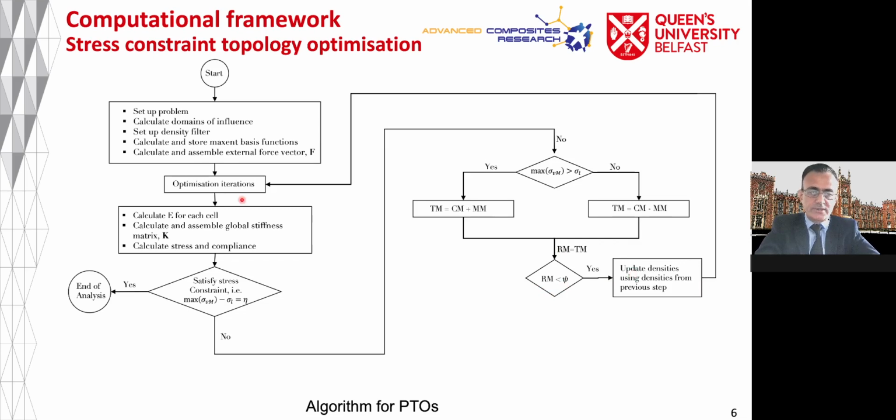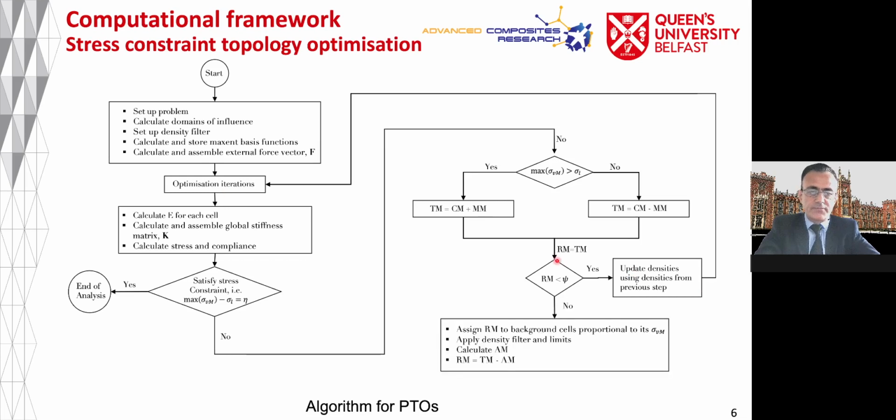If not, then we go to the internal loop here, and we assign remaining material to each background cell proportional to its von Mises stress. We apply the density filters and limit, and the limit is to make sure that the density is between 0 and 1. And then we calculate the actual material, and then calculate the remaining material, which is Tm minus Am. And then this loop will continue until we satisfy this condition.